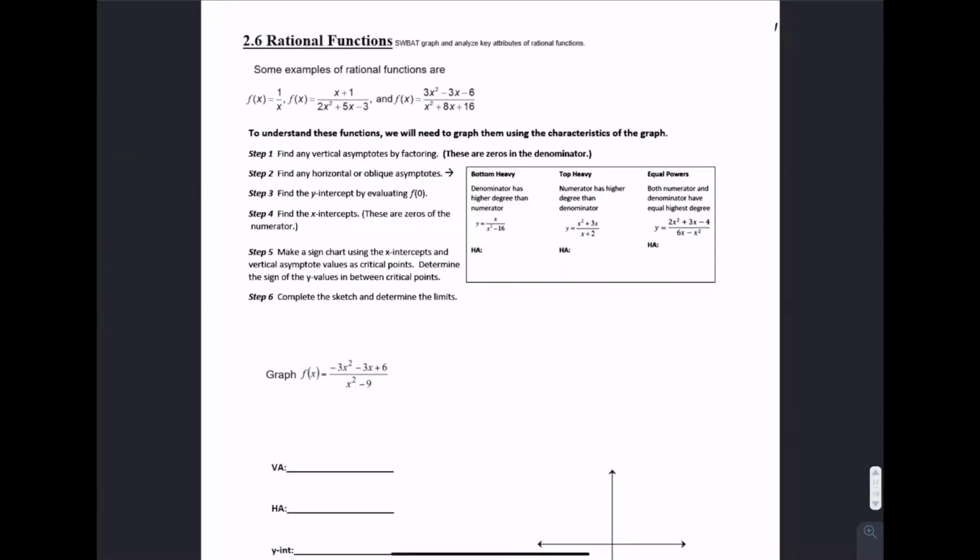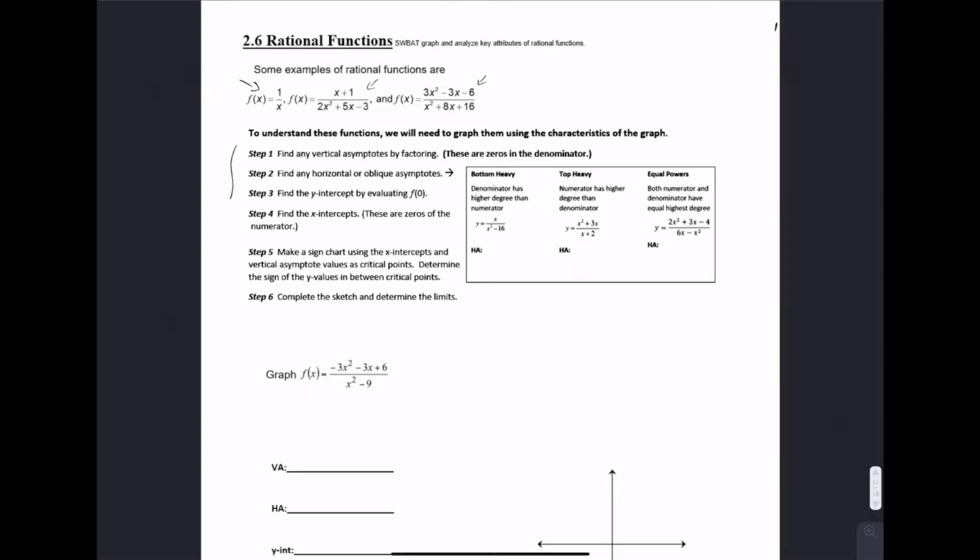All right, ladies and gentlemen, today we're going to be talking about rational functions and how to graph them specifically. Here are all the different types of rational functions. The easiest one is like 1 over x. And essentially if you have x's on top and bottom and they can't just simplify out, those are rational functions. Now, here are all the steps.